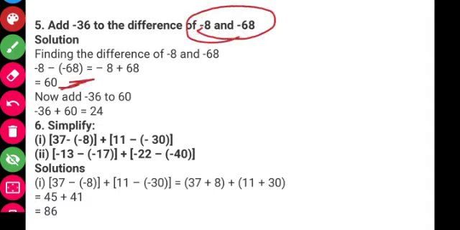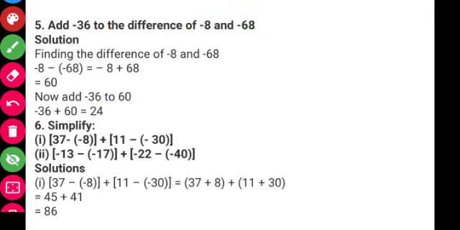Now add minus 36 to 60. So minus 36 plus 60. This is 24. Okay, then understand.